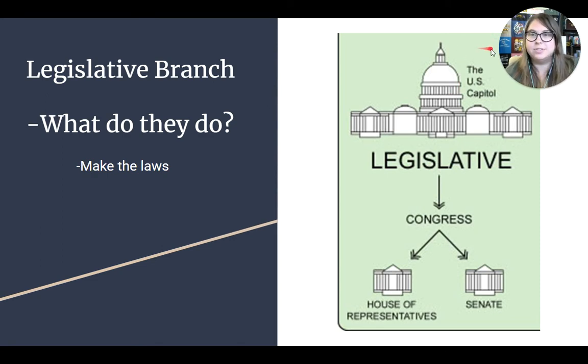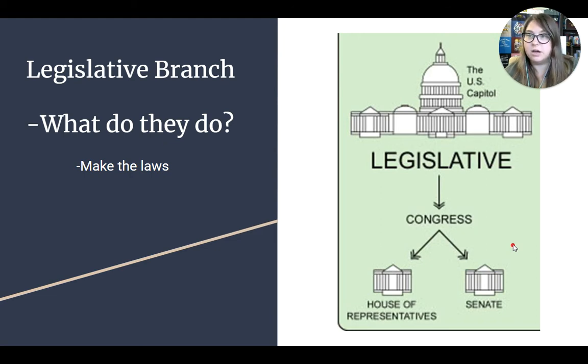They are housed in the U.S. Capitol building, and that's what this building here is on our diagram. And the legislative branch is made up of Congress. So Congress is the full name for the two houses of Congress. So Congress is made up of the House of Representatives and the Senate. So you may have heard of these recently in the news.